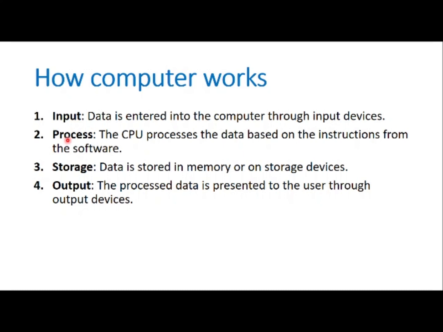Process. The CPU processes the data based on the instructions from the software. Using the CPU. CPU, what is CPU? The brain of the computer. And based on the instructions given from the software, it processes. For example, if you are entering 2 plus 2 in the computer calculator, it processes using the CPU and the instructions given from the computer software.